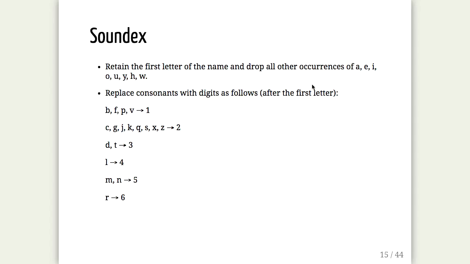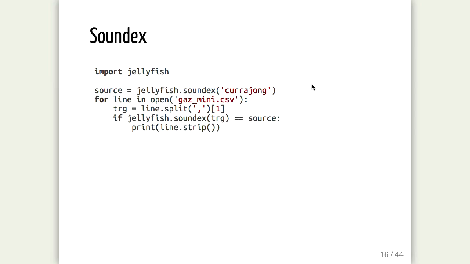The next algorithm's a bit more complex after this, and so I looked for a library that would have that algorithm, so I wouldn't have to write it by hand. I found this library called Jellyfish. Fantastic library. It's efficient. It does exactly what you want. We'll see it in a second. And it also had the Soundex, so I decided to use the Jellyfish Soundex. So here's my program. We import Jellyfish. Go through the gazetteer line by line. We split those fields, and if the Soundex is the same as that signature we got for Currajong, we print that line. So the code is fairly straightforward.